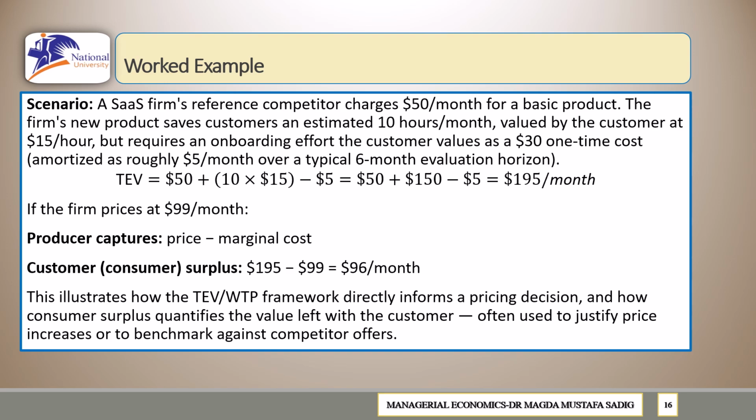Therefore, net customer value equals preference value $50 plus differentiation value $150 minus $5, which is equal to $195 per month. If the company charged $95 per month, consumer surplus will be equal to $150 minus $95, which is $55 per month. Managers use this analysis to justify premium pricing.